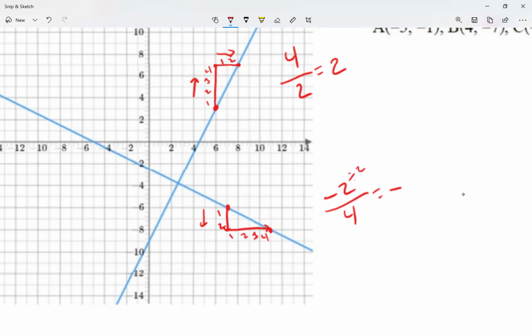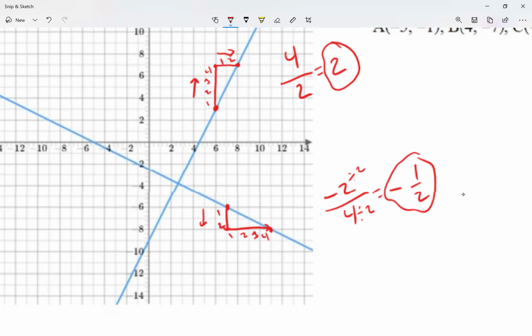If there's a negative sign, whether it's on the top or the bottom, bring it to the front. 2/4, if I divide each number by 2. So see, this is why I say simplified. If I divide each number by 2, gives me 1/2. So let me compare my two fractions, my two slopes. Okay, different signs.